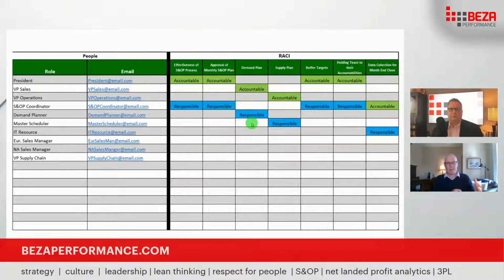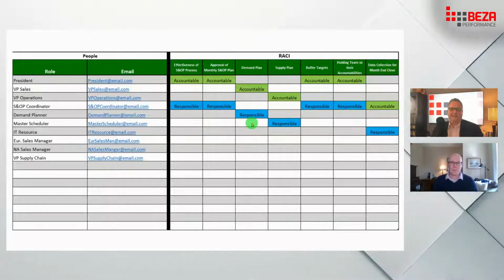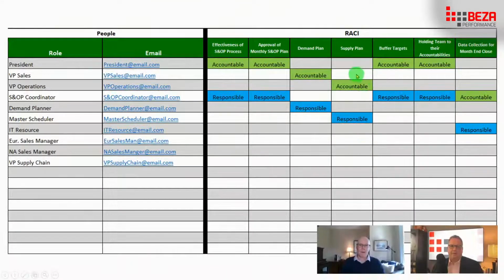And we actually document that as part of the family documentation, which we'll cover a little bit. I think we already covered that back in the summertime, in the executive presentation. You can go back and check that out. But you can see here the supply plan, the buffer targets, holding the team to their accountabilities, and data collection for the month-end close. Who's going to do that stuff?